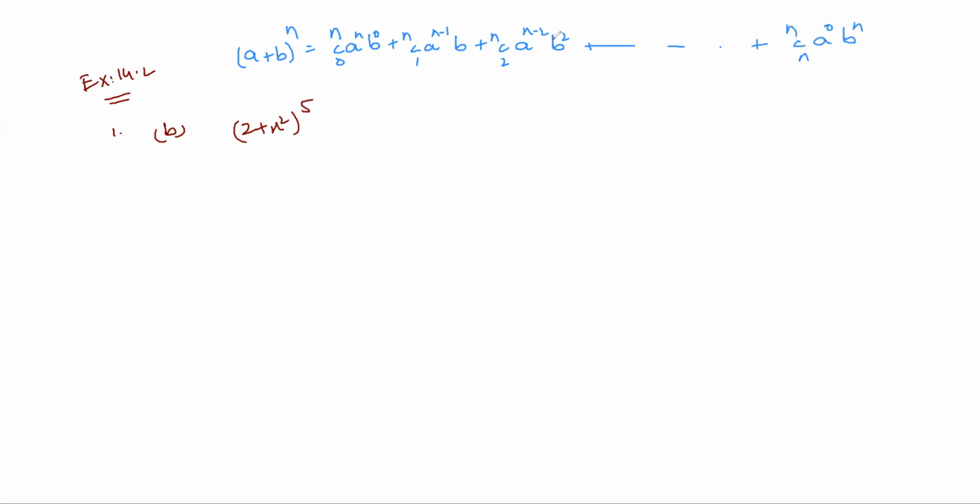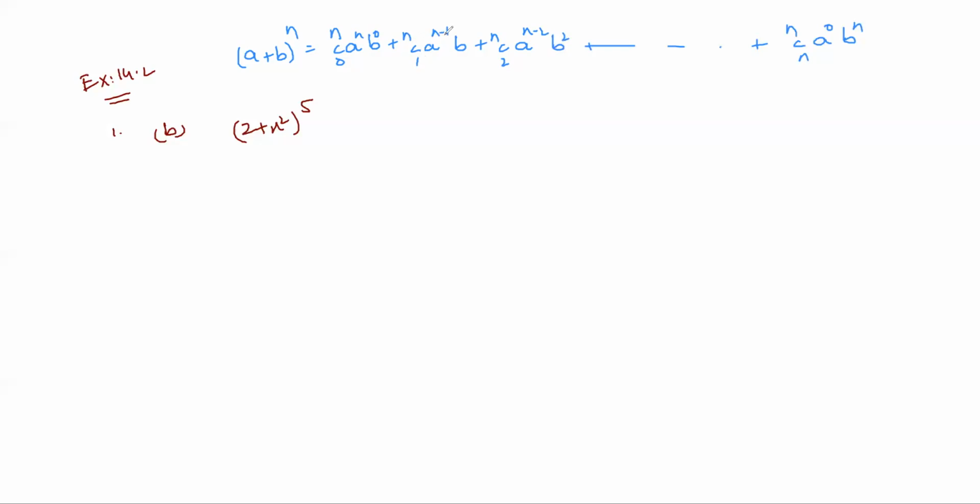There are many ways through which you can learn this by heart. This starts from nC0, then nC1, nC2, and the last term has nCn. The powers on a are decreasing. The powers on b are increasing. And there is one very interesting thing between these three. The power on a is always the difference of n and the r in nCr.